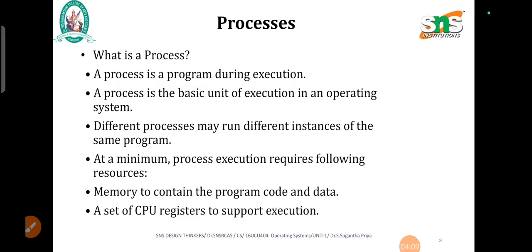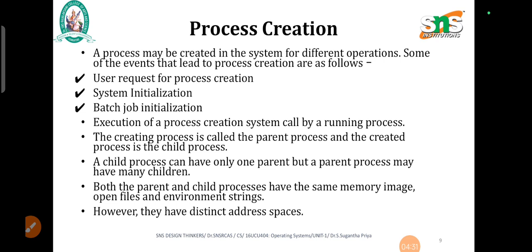Next is processes. What does a process mean? A process is a program in execution. A process is a basic unit of execution in an operating system. Different processes may run different instances of the same program. At the minimum, process execution requires the following resources: memory to contain the program code and the data, and a set of CPU registers to support the execution.